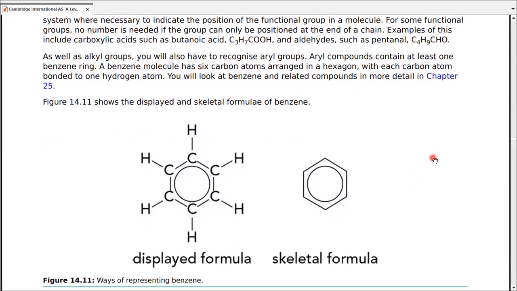Now, as well as alkyl groups, you will also have to recognize aryl groups. Aryl compounds actually contain at least one benzene ring. What is benzene? Benzene is a molecule which has six carbon atoms arranged in a hexagon, with each carbon atom bonded to one hydrogen atom as shown in the displayed formula. Notice this is a proper hexagon. Every corner of the hexagon represents a carbon atom, and each carbon atom is bonded to just one hydrogen atom.